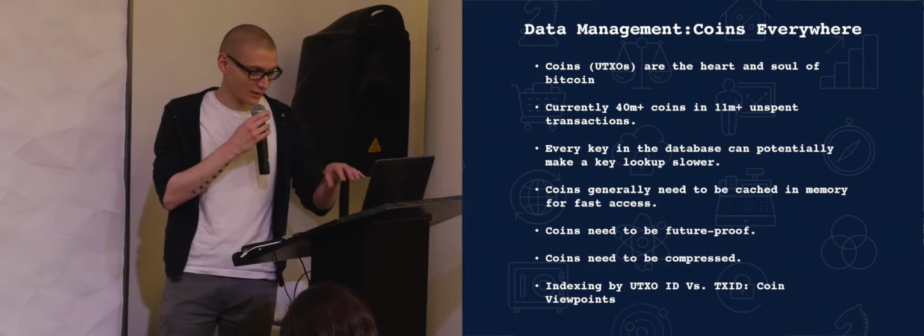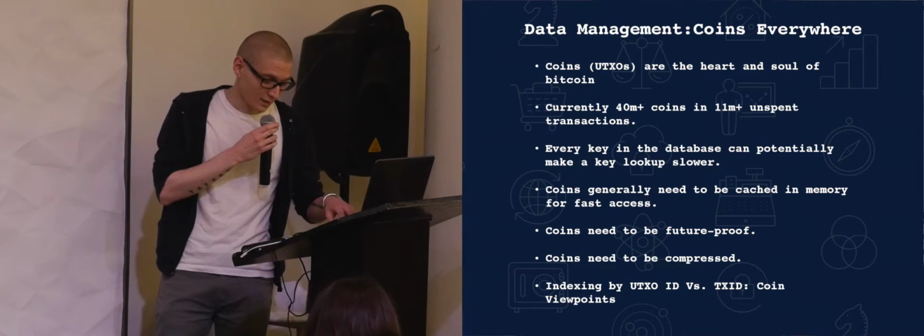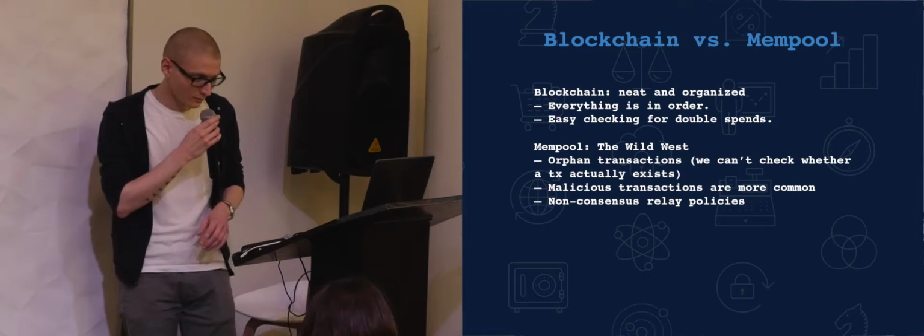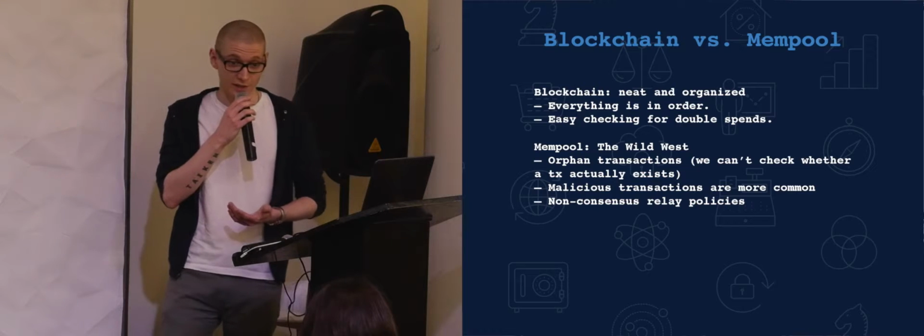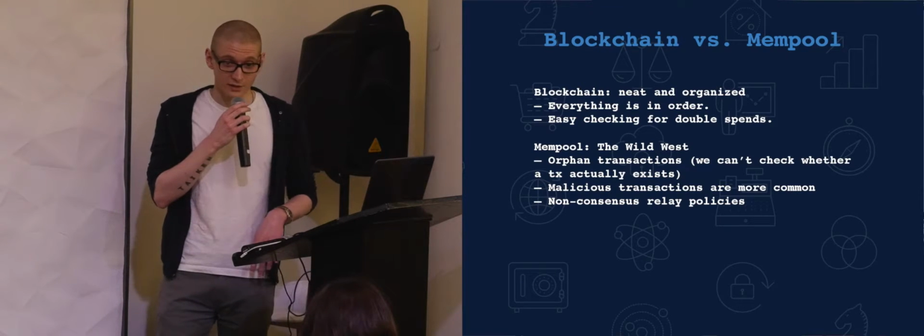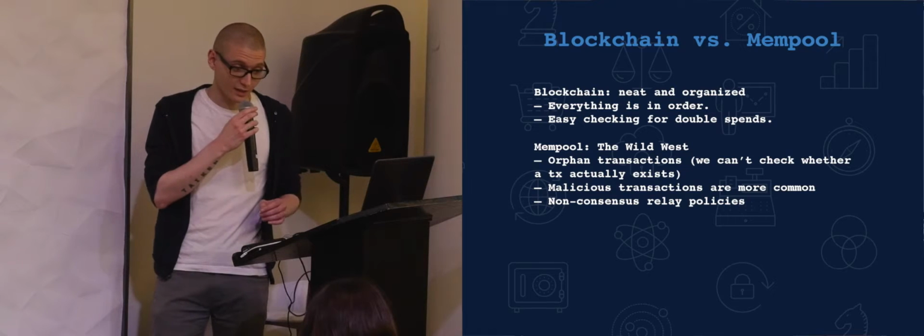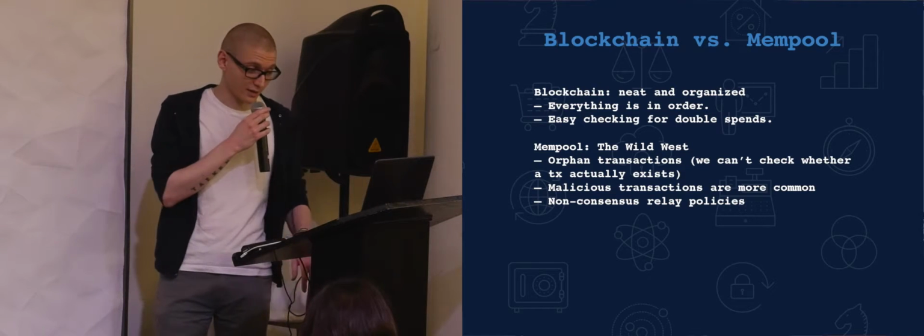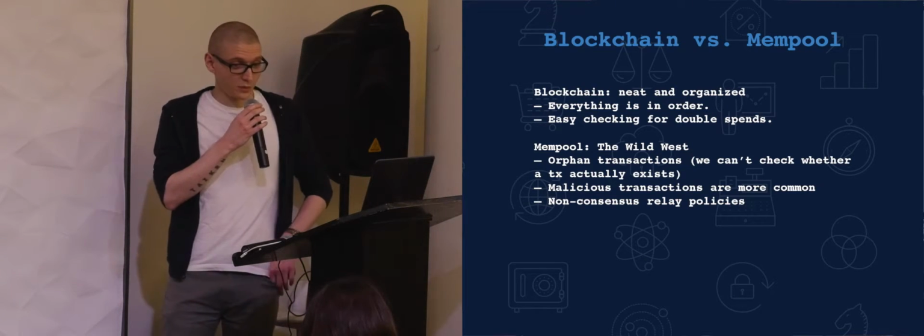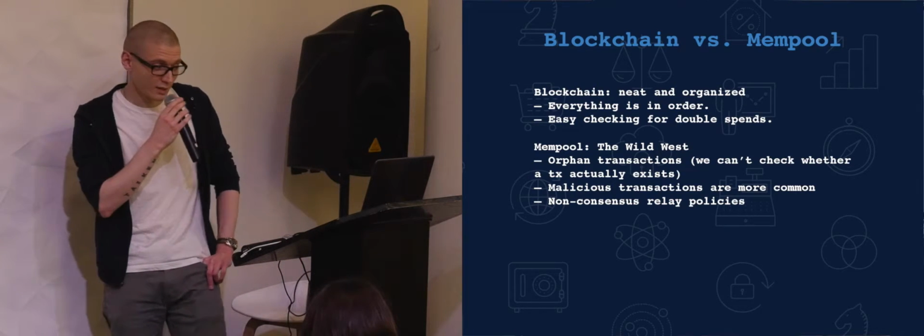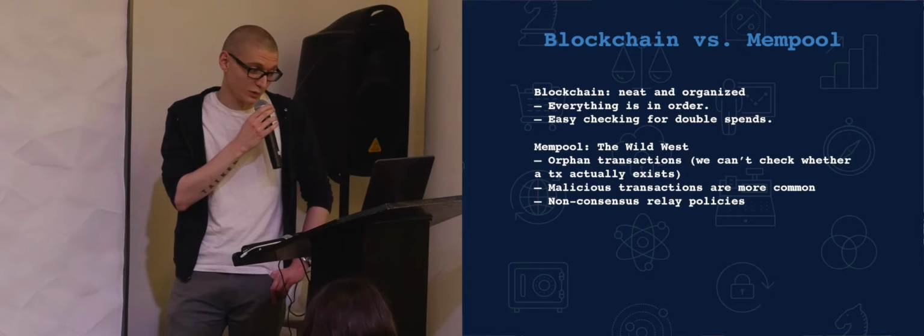So if we can get all this data management down, what's next is the blockchain and mempool. The blockchain is very neat and organized. Everything comes in an order. It's easy knowing whether a transaction exists or not on the blockchain. If it's not on the blockchain, it doesn't exist. The mempool is in many ways trickier to implement than the blockchain. I call the mempool the Wild West.